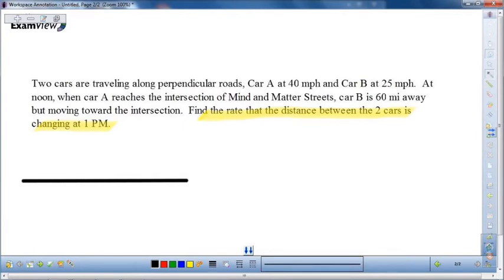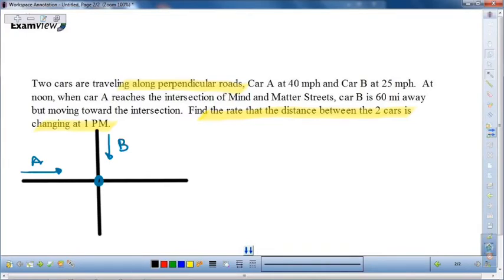So we have two roads that are perpendicular. Let me draw the two perpendicular roads. Car A is going at 40 miles per hour. Car B at 25 miles per hour. So here's my intersection. Car A is moving to the right because at noon it's going to cross the intersection, and car B is 50 miles away moving towards the intersection.